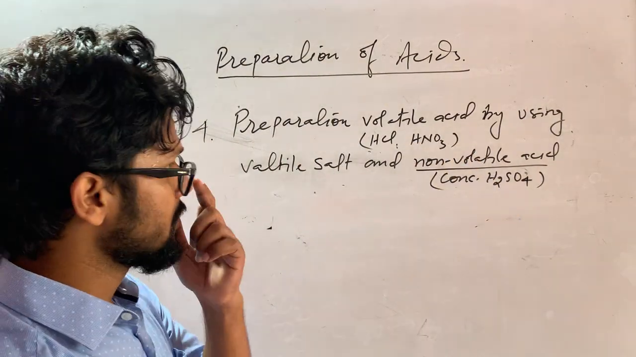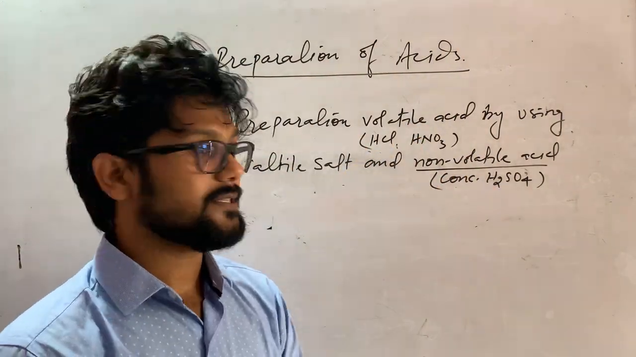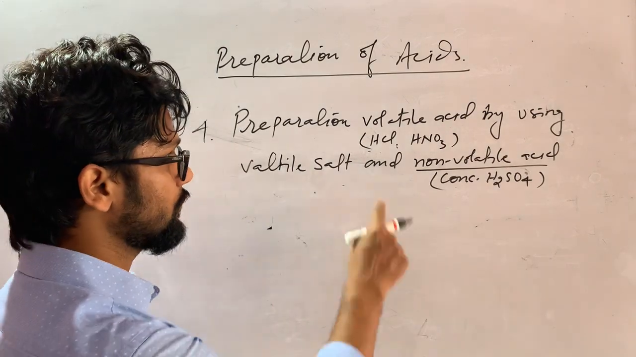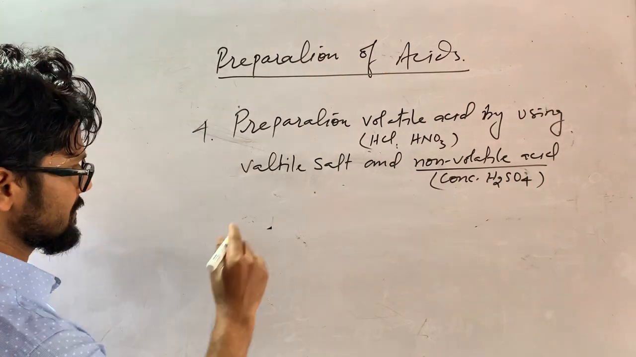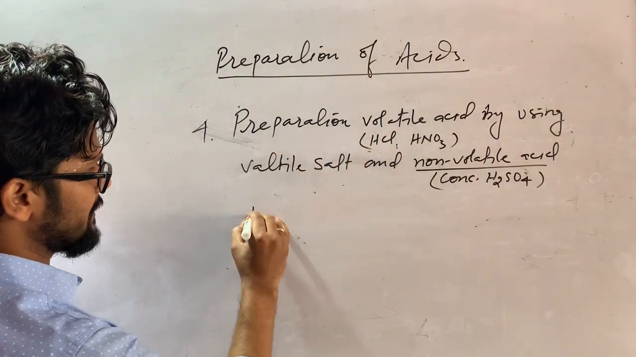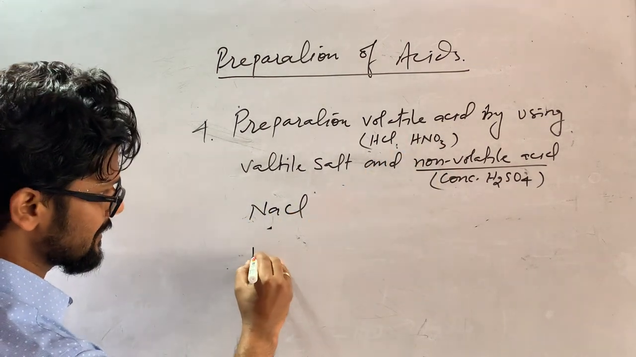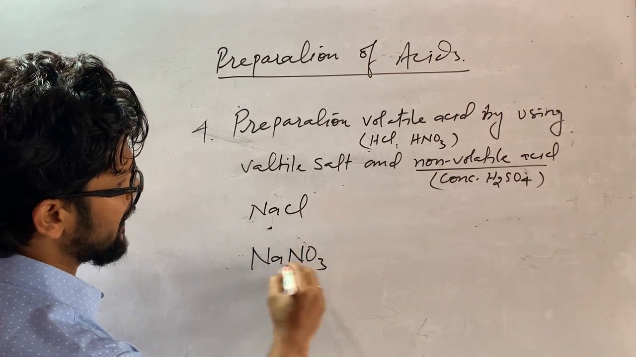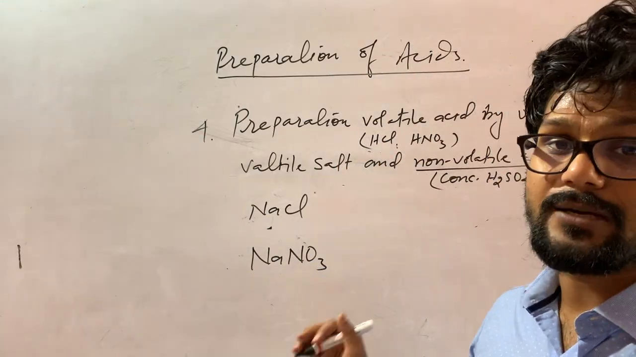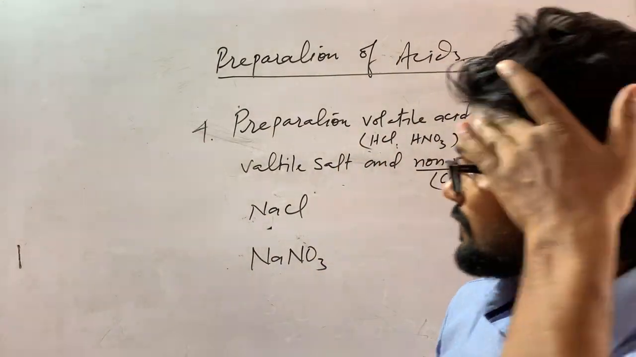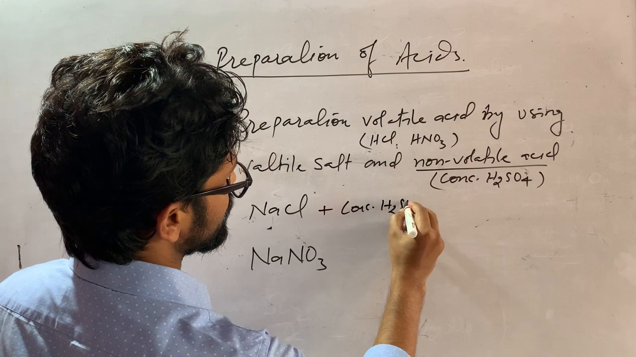You have to remember this. It means we are going to prepare hydrochloric acid and nitric acid by using salts of the respective chloride and respective nitrate. For example, see the reaction. The salt of chloride is NaCl. You are very familiar with this reaction. And the salt of nitrate is sodium nitrate. In spite of taking sodium chloride, you can also take KCl, potassium chloride, or here you can take potassium nitrate. So when they react with concentrated H2SO4.